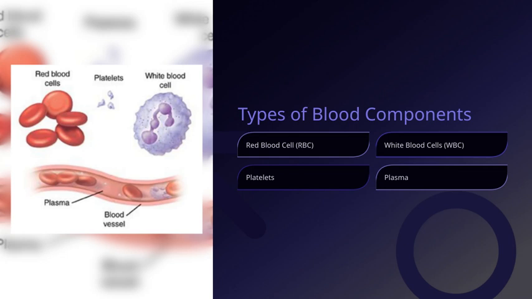Finally, there's plasma, which is the liquid part of blood. Plasma transports nutrients, hormones, waste products, and other chemicals throughout the body. It also helps maintain blood pressure and volume, acting as the transportation highway for many vital substances. Understanding these components helps us grasp how blood functions as a whole, supporting life and health in many complex ways.